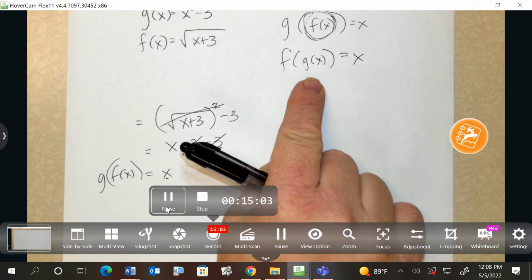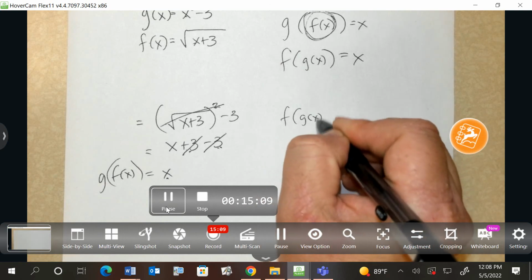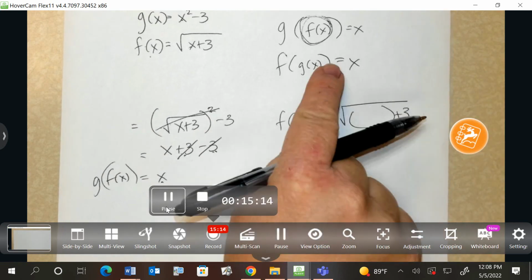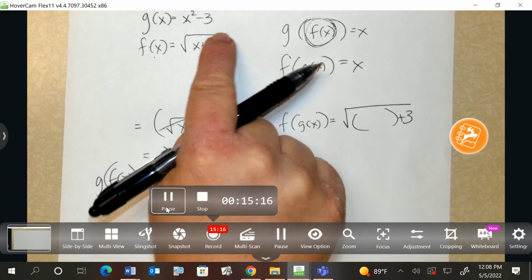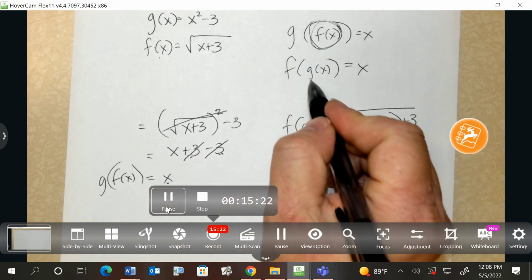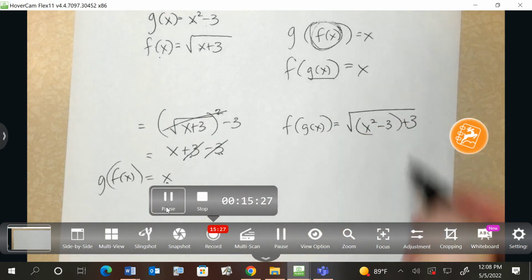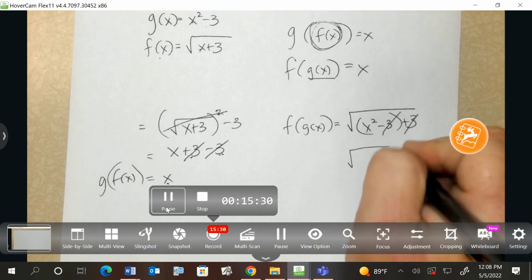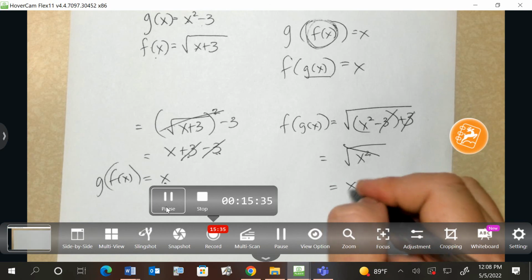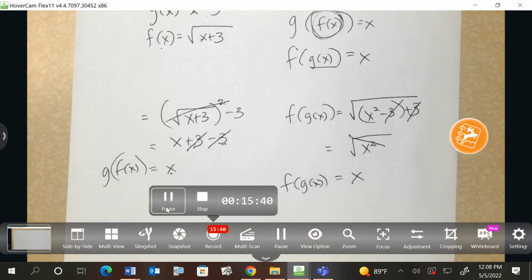Now we have to show both ways in order to verify they are in fact inverses. Now I do f of g of x, which means I write down what f is, but wherever I see an x, I leave a parenthesis. Now inside where that x was, I'm going to replace it with g, x squared minus 3. Okay, here we go. The negative 3 and positive 3 add to 0. And then the square and the square root simplify to 1. And I just proved, using composition of functions, that these two are in fact inverses of one another.